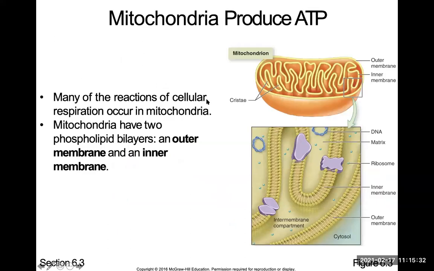So many of the reactions happen in mitochondria. I said that before. Now let's look at the anatomy of the mitochondria. So you have these folds. These are called cristae. One fold is crista and multiple cristae. There's the outer membrane and there's the inner membrane.